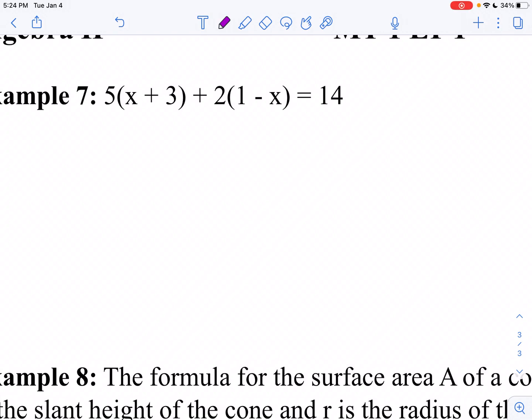Here's a review from Algebra 1. We're going to solve an equation in example 7. So first thing you want to do is get each side and make it as simple as possible. So on example 7, I'm going to distribute the 5 inside the parentheses.